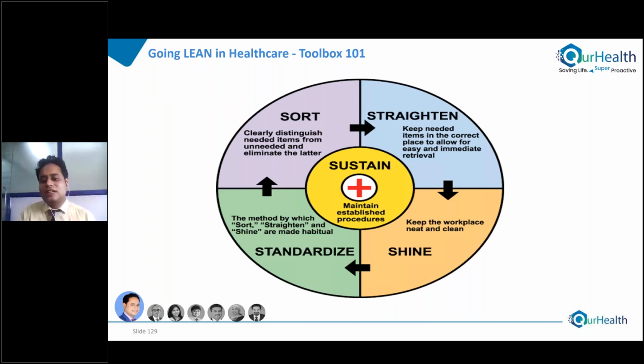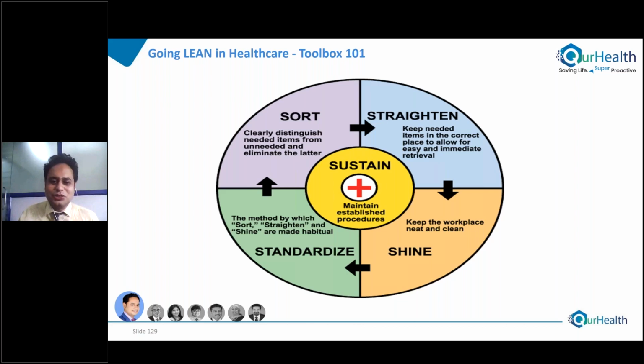Third is shine. Shine is nothing but keeping the workplace clean, but it is not simple cleaning. It is cleaning with an inspection and detection mindset. Fourth is standardize. It is ensuring that all these three S are followed. And whenever I remember standardize, I remember NABH policies, SOPs, procedures, guidelines. Fifth is sustain. Sustain means ensuring that all of these four are followed and this is properly maintained.